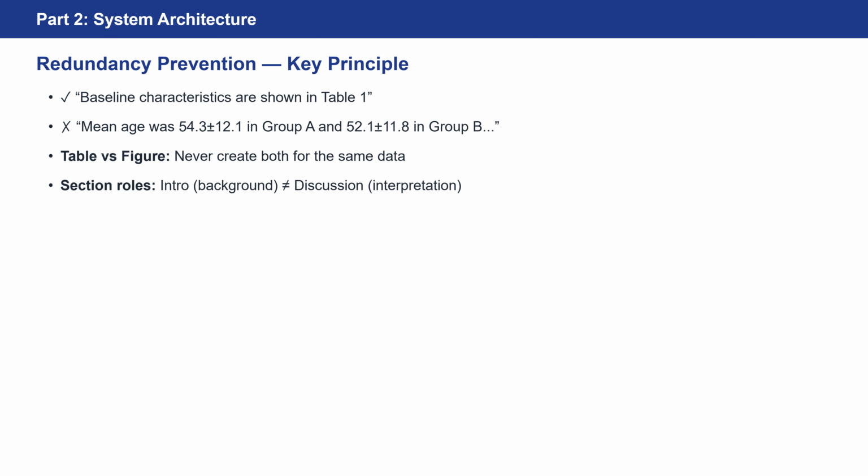The key principle of redundancy prevention. Results text should say, baseline characteristics are shown in Table 1, not repeat all the numbers already in the table. Choose either a table or a figure for the same data, never both. And don't repeat introduction background in the discussion.